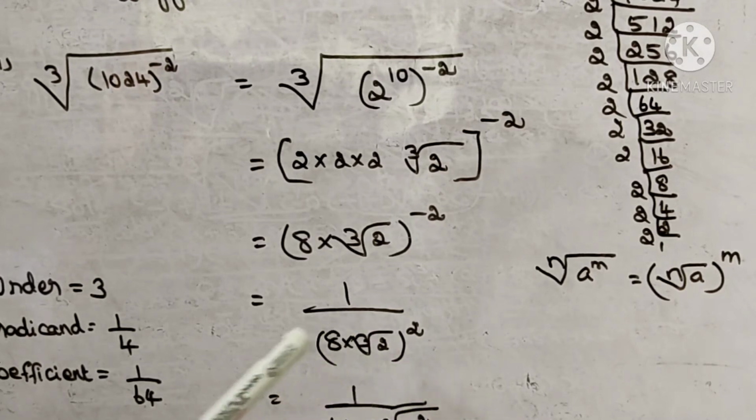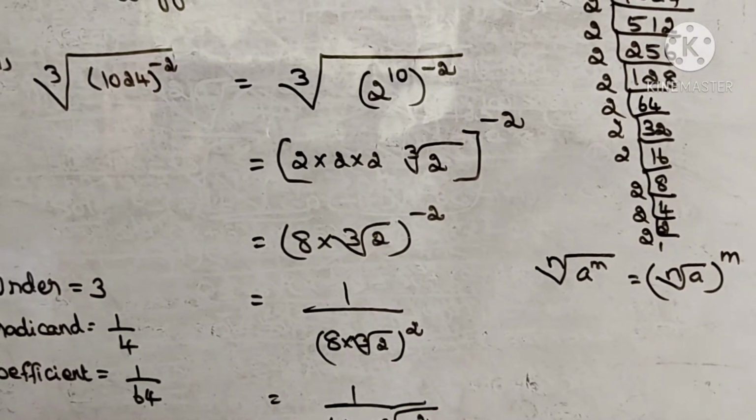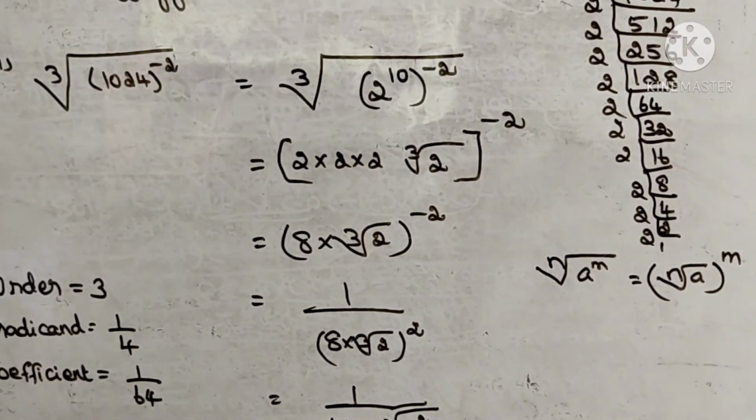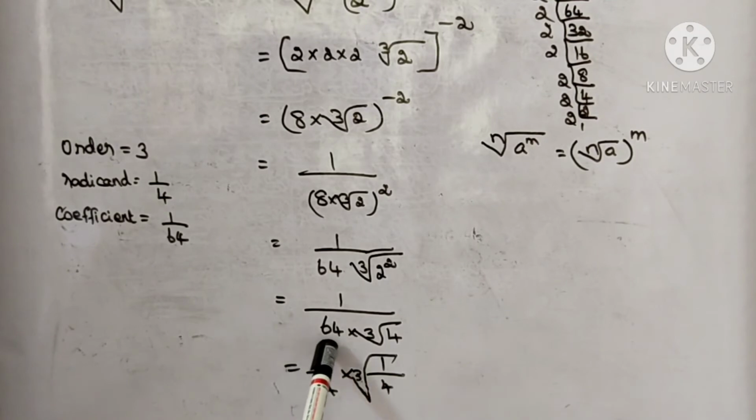Okay, write the inverse form. So 8 square is 64 and cubic root 2 the whole square is cubic root 2 square. We take the square power inside. So cubic root 2 square. Then 1 by 64 into cubic root of 2 square, so 2 square is 4. So 1 by 64 into cubic root of 4, write in the fraction form, cubic root of 1 by 4. So the coefficient is 1 by 64 and the order is 3. Radicand is 1 by 4. Okay, order is 3, the coefficient is 1 by 64 and the radicand is 1 by 4.